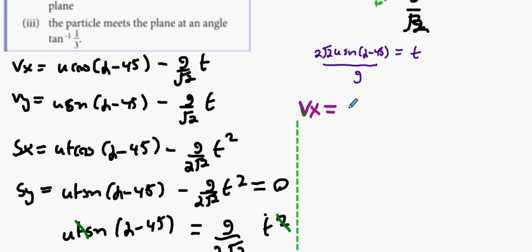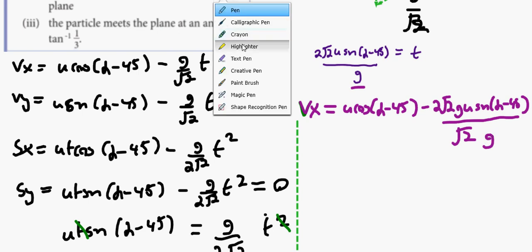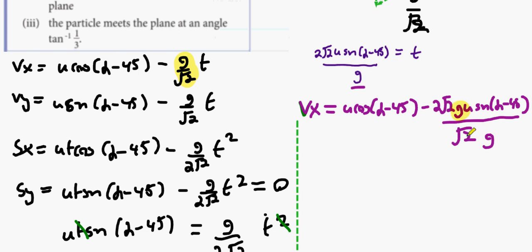Vx equals u cos alpha minus 45 minus 2 root 2 g u sin alpha minus 45 all over... There's a root 2 there, isn't there, underneath? There's also a g underneath as well. So we just integrated the g over root 2 here and here. Is that okay? So we integrated all in one go.